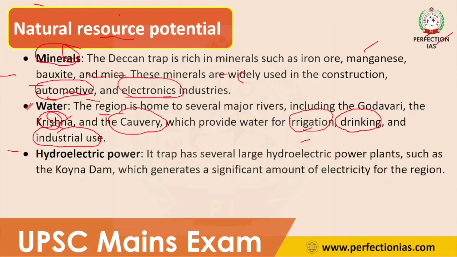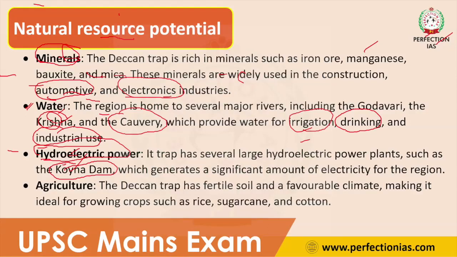The third is that this region is also suitable for hydro power plants. Because of the high plateaus and the emergence of many peninsular rivers, this region is very suitable for hydro power plants. The important hydro power plant is Koyna. In Koyna Dam, the Government of India is generating hydroelectric power. This hydroelectric power is very important to satisfy the energy needs of the surrounding region.